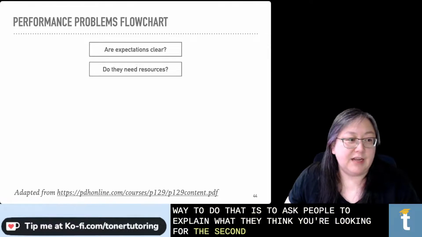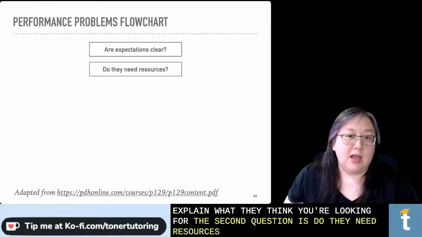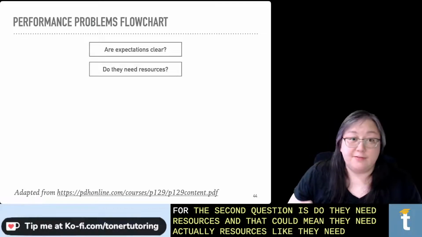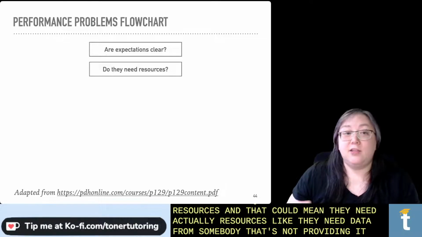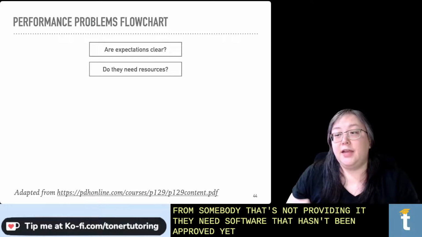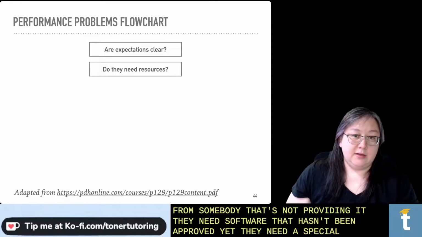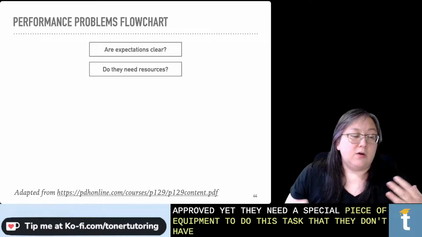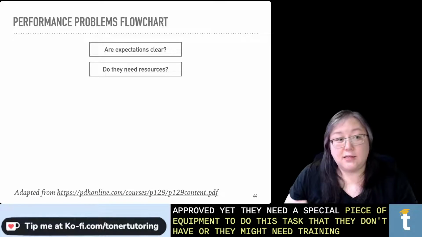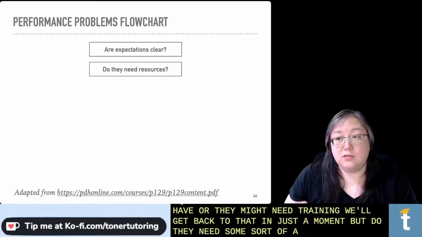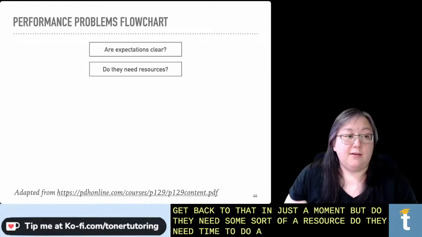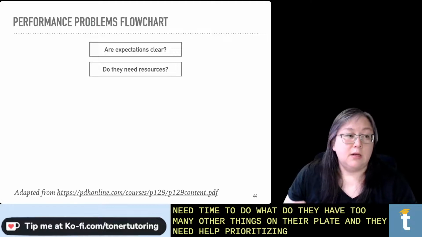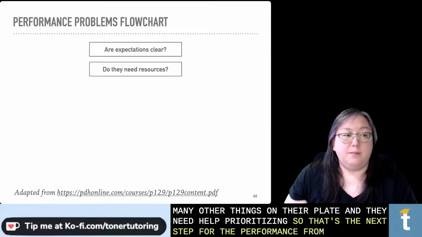The second question is, do they need resources? And that could mean they need actual resources, like they need data from somebody that's not providing it. They need software that hasn't been approved yet. They need a special piece of equipment to do this task that they don't have. Or they might need training. We'll get back to that in just a moment. But do they need some sort of a resource? Do they need time to do it? Do they have too many other things on their plate and they need help prioritizing? So that's the next step for the performance problem flowchart.